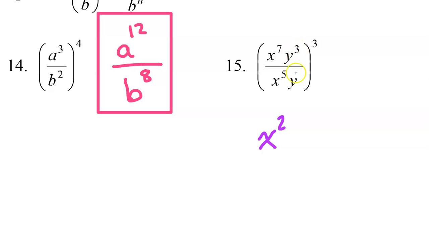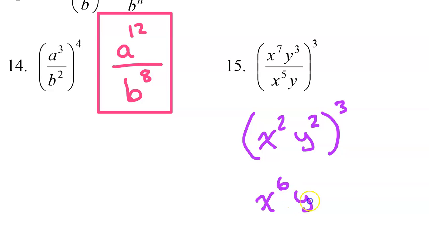Y to the 3rd power divided by y will be y squared. And then we have all of this raised to the 3rd power. So a power raised to a power, you multiply. This gives x to the 6th power and y to the 6th power.